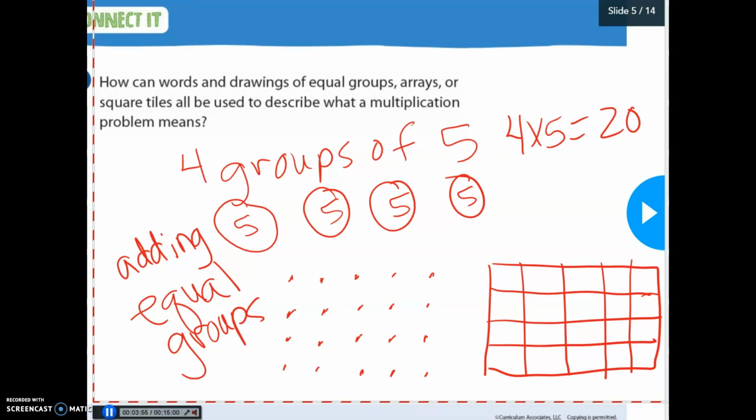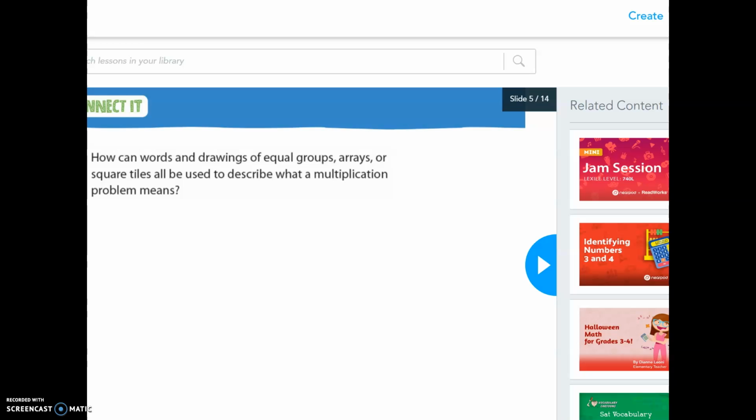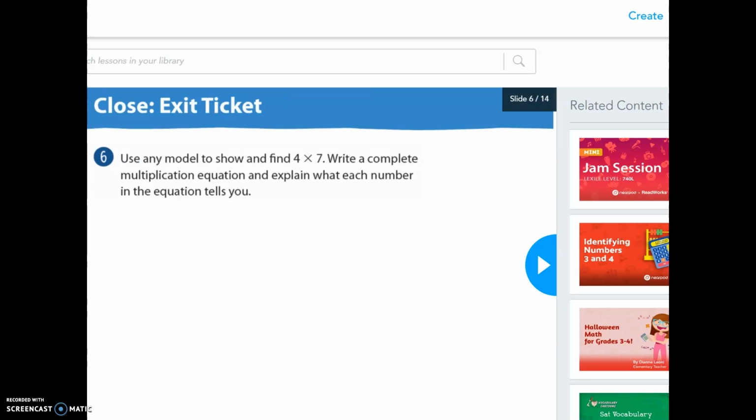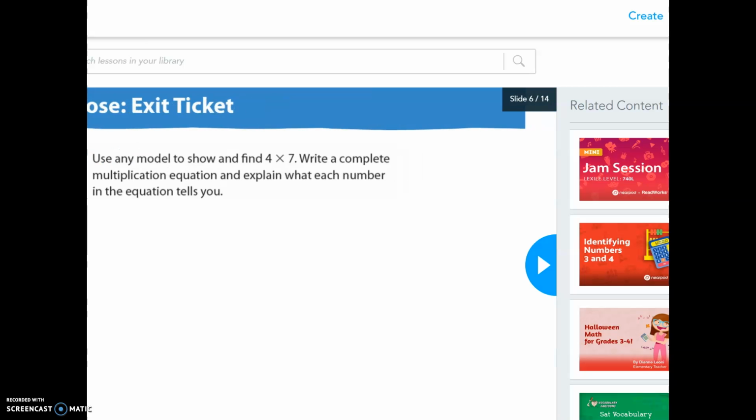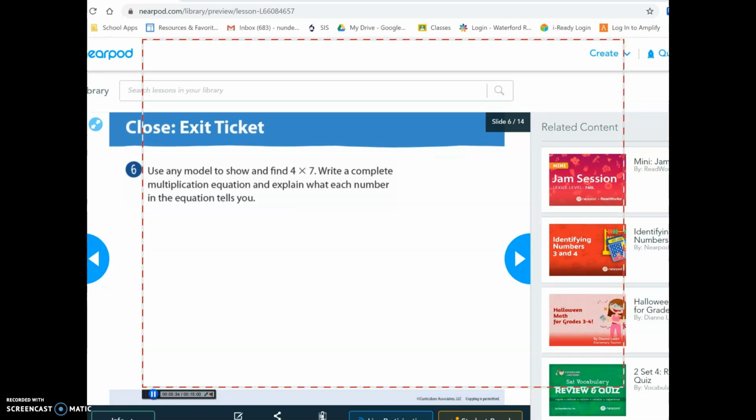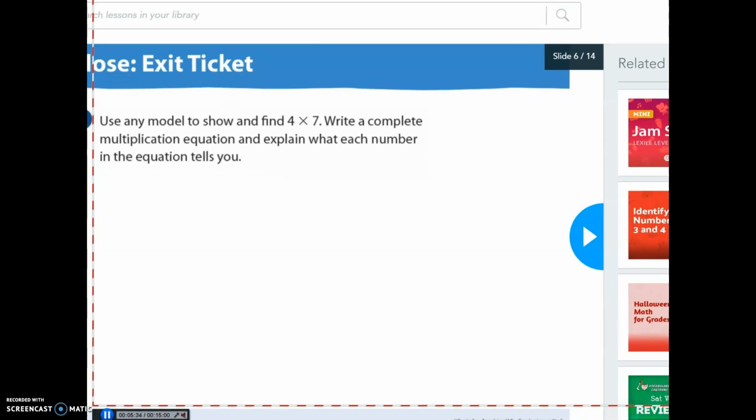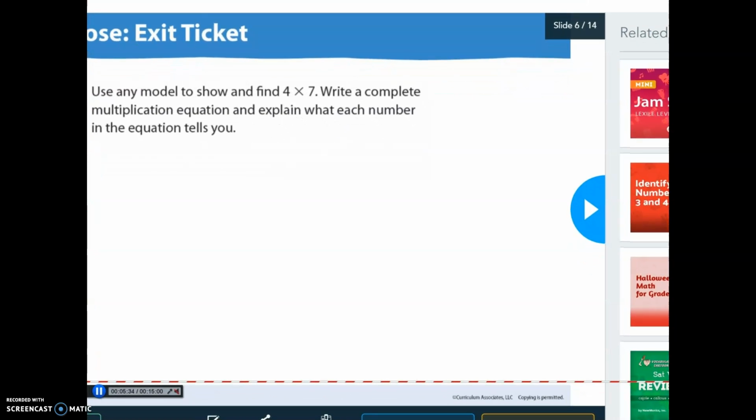Okay, so make sure you pause and get all of that written down on number 5, and then you can go on. Remember, if I'm going too fast, you can always pause, you can always back up. Okay, this is the last one we're going to do together, and then you're going to do some on your own. So it says use a model to show and find 4 times 7.